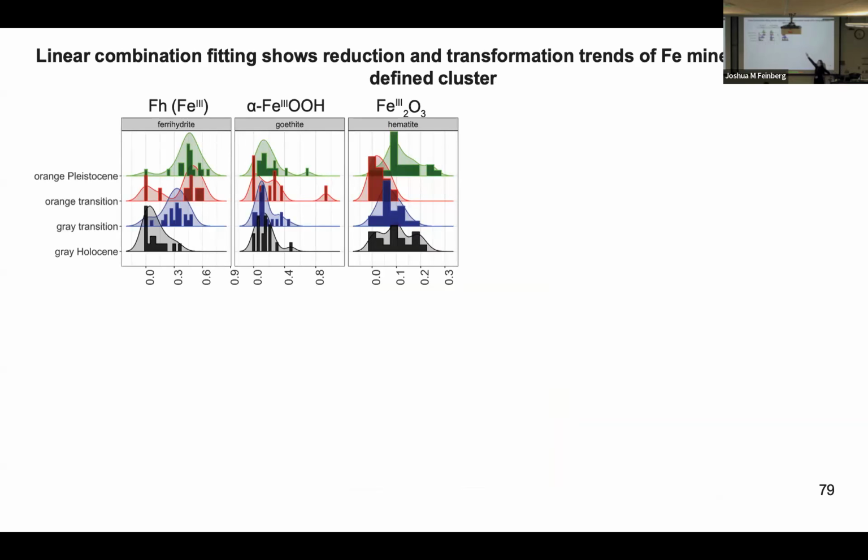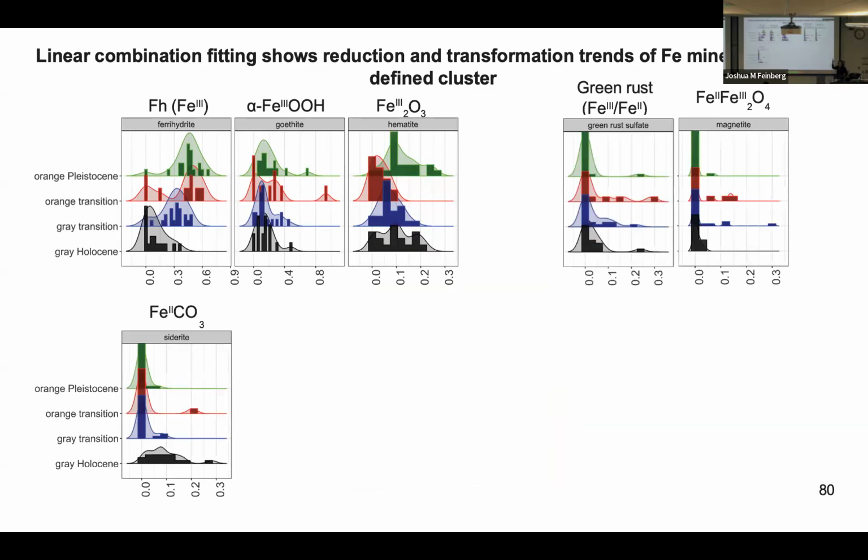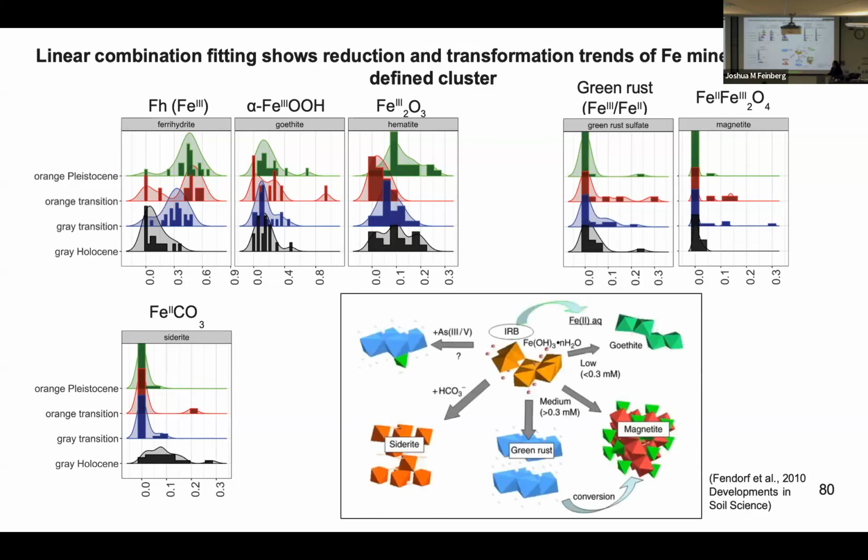Again, now we can see more closely how ferrihydrite decreases. We can see maybe some goethite forming, changes in hematite, potential formation of green rust, and maybe transformation to magnetite in the transitional clusters. Obviously more siderite in our gray Holocene clusters. And this falls in line with the transformations that we know happen in arsenic systems, but now defined by these clusters that came out of our analysis.